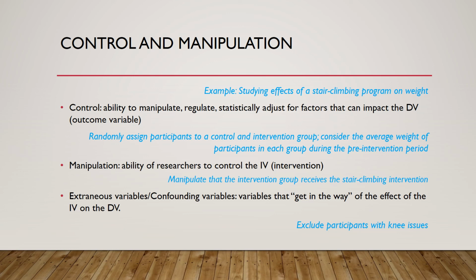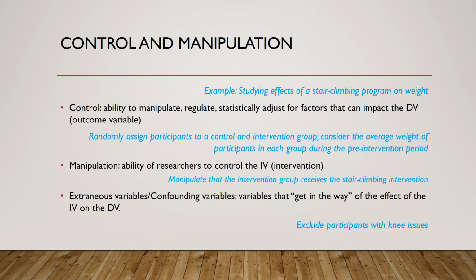So last here is extraneous and confounding variables. And we've already kind of alluded to this some, but these are those variables that get in the way or could inadvertently affect the dependent variable. So for example, if some participants have knee problems, they might hate this program and not do it, or they might have increased pain and stress because of it, and that could cause their weight to go up. I should probably not include participants with a history of knee problems.